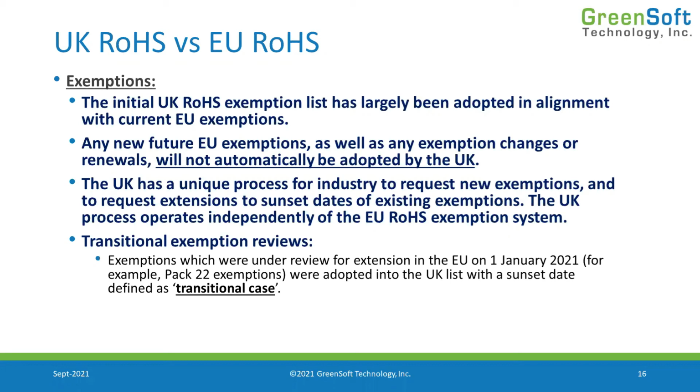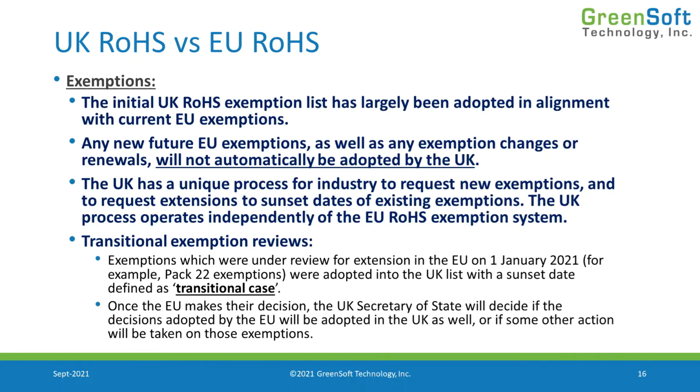So what they've done is when they created the UK exemption list, they identified those EU exemptions that are in transition, and they noted those as transitional case. Any items that are noted as transitional case in the UK RoHS exemption list are subject to modification by the UK Secretary of State once the EU makes their decision. So the EU will make their decisions on this. For example, they might choose to extend 7C1 for another 4 years. If they do so, then the UK Secretary of State can unilaterally decide to adopt that change in the UK as well in order to maintain harmonization.